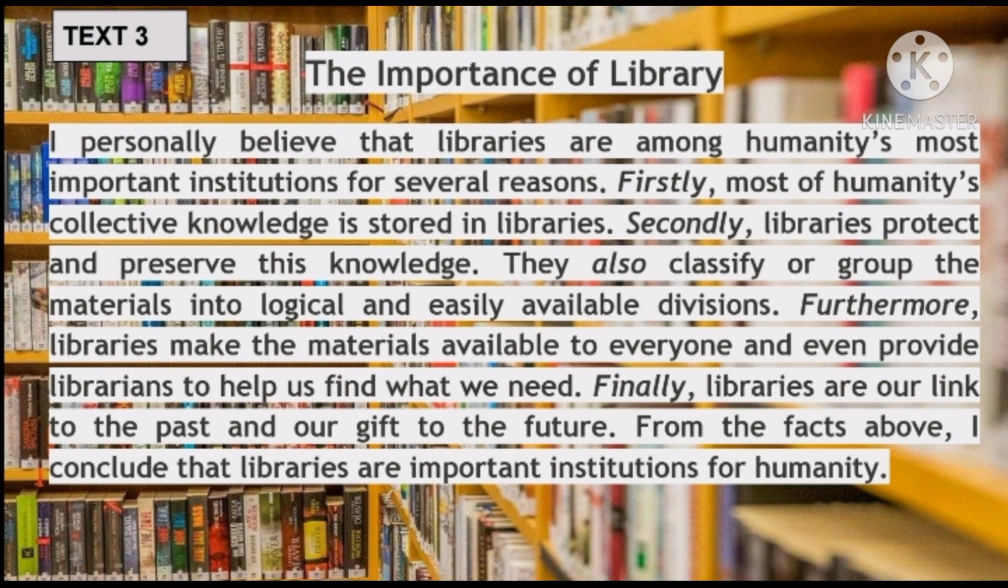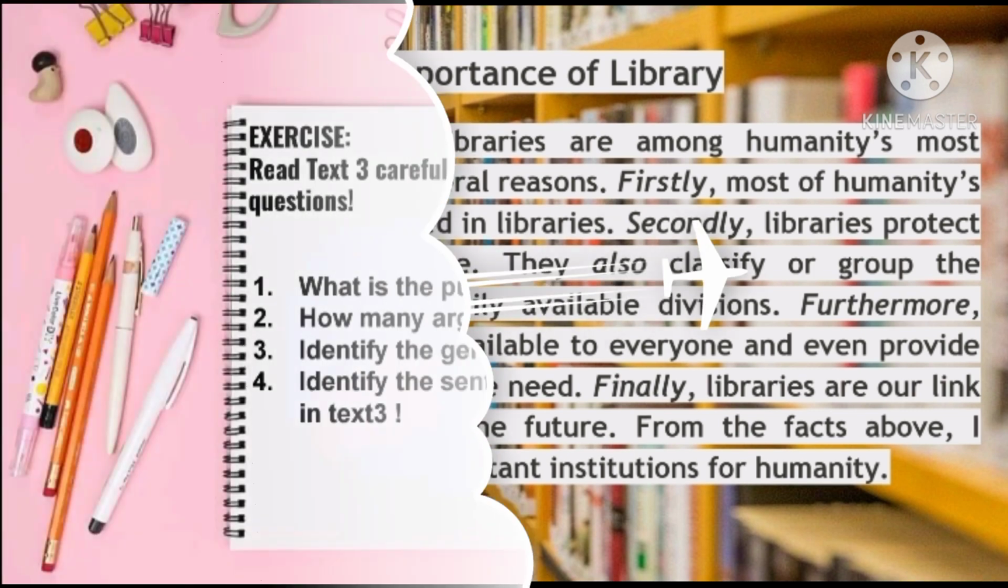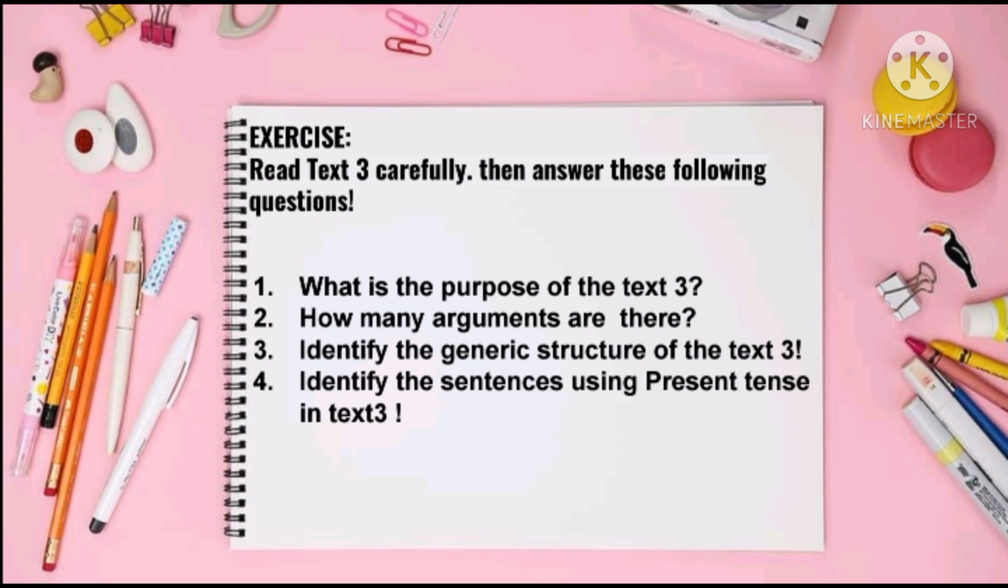Okay, that's all for today. So keep in your mind that analytical exposition is a kind of text that presents one side of the issue in the form of argument. The purpose is to convince or to persuade the reader to agree with her or his opinion by presenting some arguments. And then for the generic structure, there are thesis, argument, and reiteration.